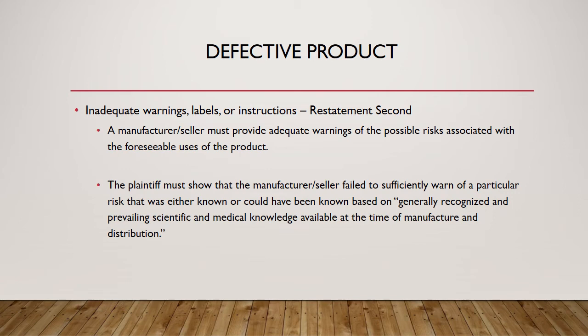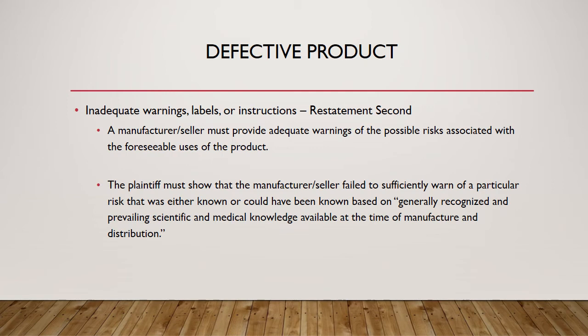the product. So in these claims, if you have a claim for an adequate warning or a label or an instruction, the plaintiff has to show that the manufacturer or the seller failed to sufficiently warn of a particular risk that was either known or could have been known based on generally recognized and prevailing scientific and medical knowledge available at the time of manufacture and distribution. So again, this puts that limit on the manufacturer's or seller's liability. So they're only liable based on what was known or could have been known based on the prevailing scientific, medical, technical knowledge available at the time of manufacture and distribution.